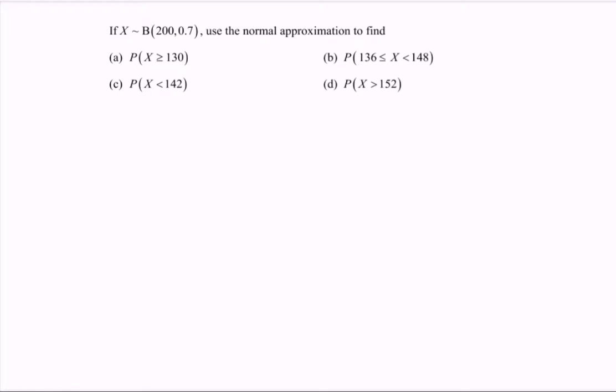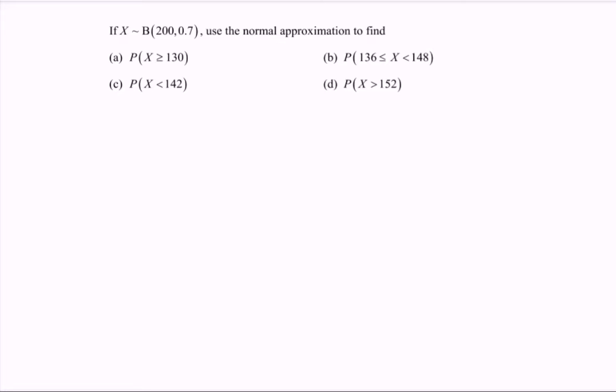Hello everyone, in this video I'm going to discuss the situation for normal distribution. If x is binomially distributed with n equals 200 and the probability of success is 0.7, use the normal approximation to find the probabilities. So first, the original is a discrete situation.